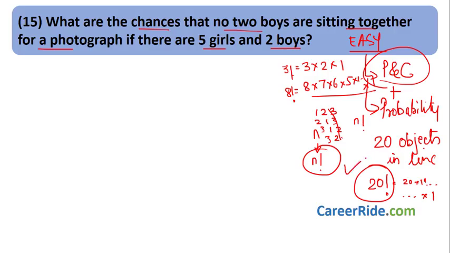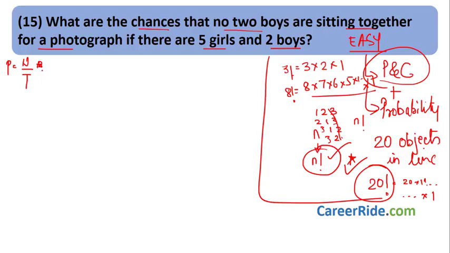Just remember this. This would be useful in permutation and combination also, but just remember this small trick over here and let us see how to solve using this trick. Now what have they asked? They have asked the chances that no 2 boys are sitting together for a photograph. Now what is probability? Probability is what I want upon total.